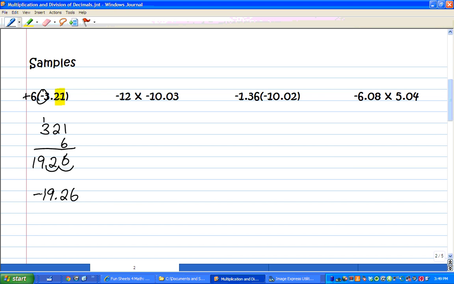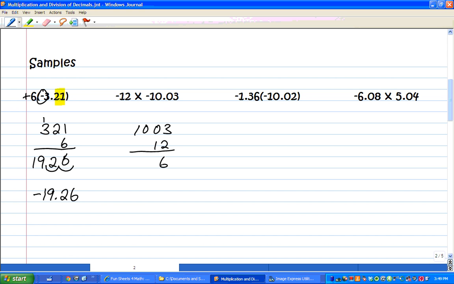Look at the second problem. Negative 12 times a negative 10.03. Again, I'm going to put the number with the most digits on top, and I'm going to leave the decimals out now. I just think it makes things a little bit easier looking, a little easier to deal with. So the first thing I'm going to do now is multiply.